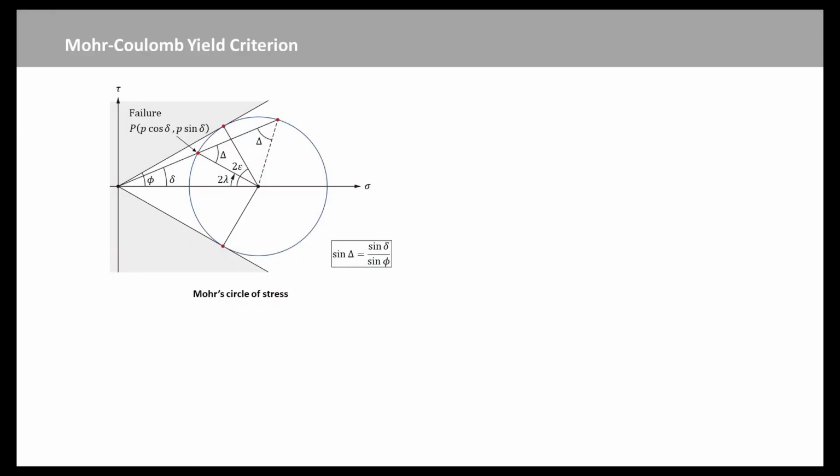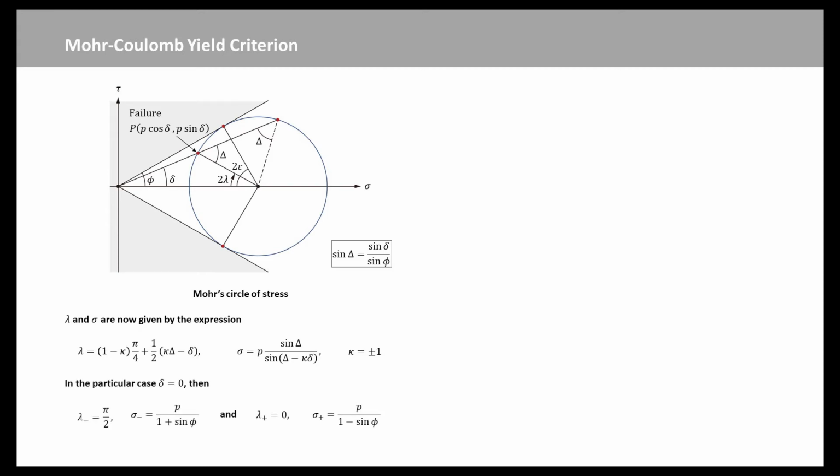The state of plane stress at some point capital P can be conveniently represented by a Mohr circle diagram as shown in this figure. The angle lambda can be expressed without difficulty in terms of delta. According to the sine rule, the equations of lambda and sigma are given by these expressions, where kappa is equal to negative or positive 1 for two characteristics, and sine capital delta equal to sine delta over sine phi. In the particular case, when delta equal to 0, we have the new expressions of lambda and sigma.